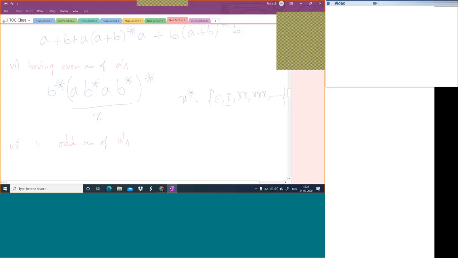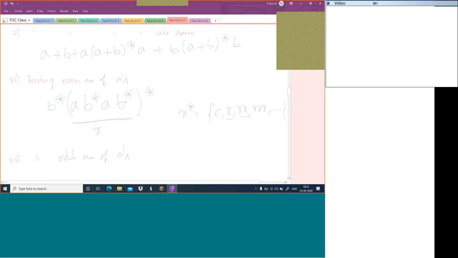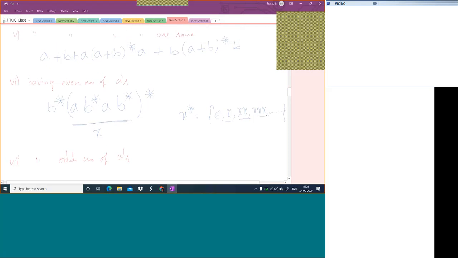If I write this one time, I will get 2 A's. If I write X square, means if I write this 2 times, AB star, again AB star, I will get 4 A's. If I write 3 times, 6 A's. If I write 4 times, 8 A's. If I write epsilon, means if I don't write this, then I will get 0 A's. This is for 0 A's, this is for 2 A's, this is for 4 A's, this is for 6 A's, 8 A's, like that. So here, why should I write this bracket here?